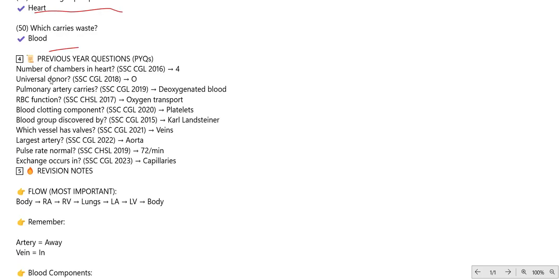These are your previous year questions. Number of chambers. Universal donor, that is O negative, and pulmonary artery carries deoxygenated blood. RBC function, oxygen transport. Blood clotting component, platelets. Blood group discovered by Carl Landsteiner. Which vessel has valves, veins. Largest artery, aorta. Pulse rate 72 per minute. Exchange occurs in capillaries.